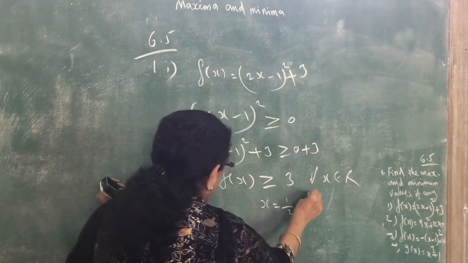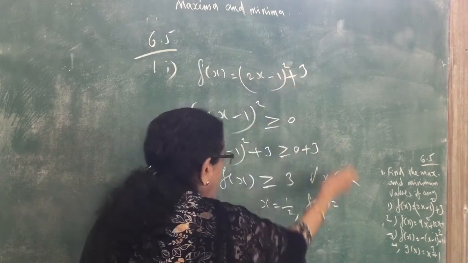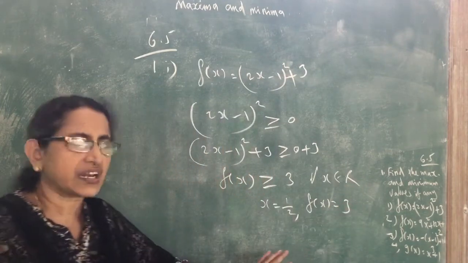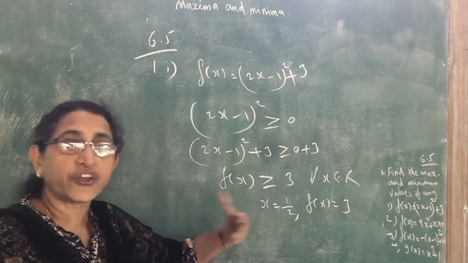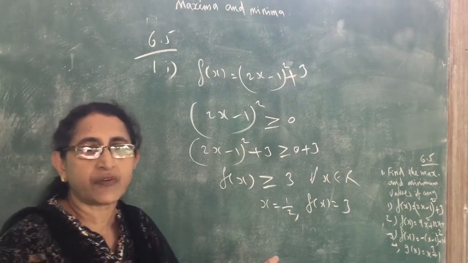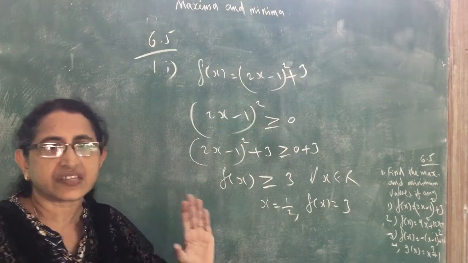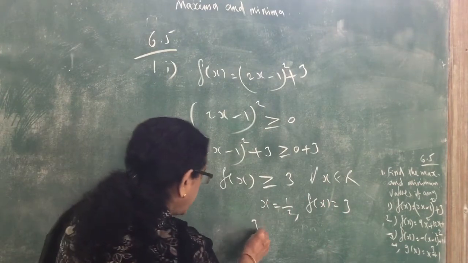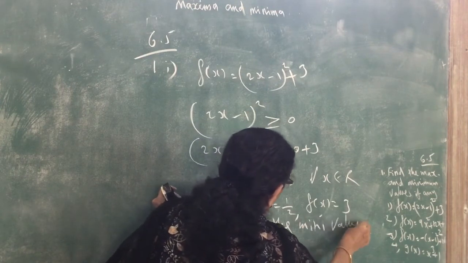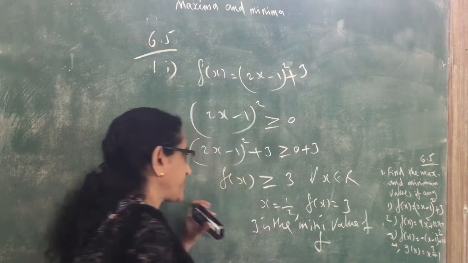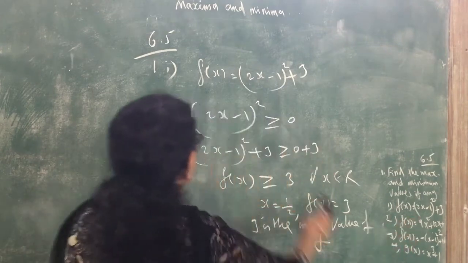When x equal to 1 by 2, 2 into 1 by 2, 1, minus 1, 0 square, 0, plus 3, 3. So here 3 is the minimum value of the function and x equal to half is the point of minimum value. That is the difference: point of minimum value and minimum value. Here we want to write which is the minimum value. So we can write, therefore, 3 is the minimum value of the function f, and x equal to half is the point of minimum value. That is the answer. Now see the second question.